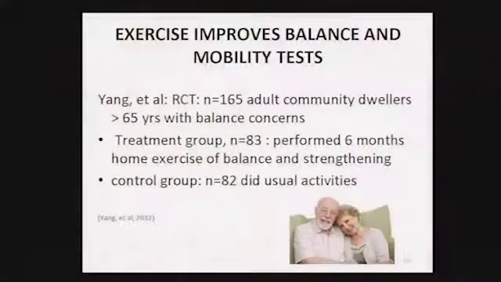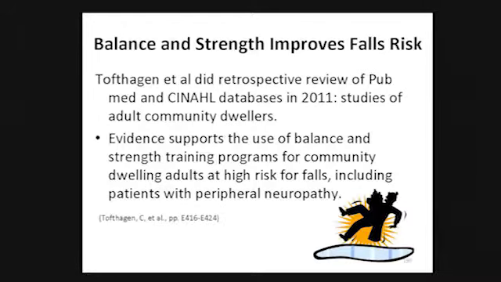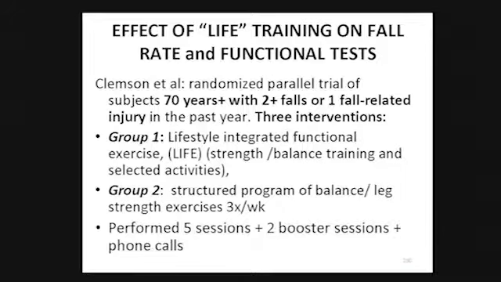So exercise improves balance and mobility test. Yang looked at people in the community again. 6 months of home exercise, balance, and strengthening versus a control group doing their usual everyday activities. Significant improvements in the treatment group doing the regular exercise. Step test, functional reach, strength of the hip abductors, space between the feet when they're walking, okay, and I gave you a range of the typical exercises they're doing. Okay, balance and strength improves fall risk. Again, evidence supporting balance and strength training for community-dwelling adults who have a high risk of falls. We know that this works.